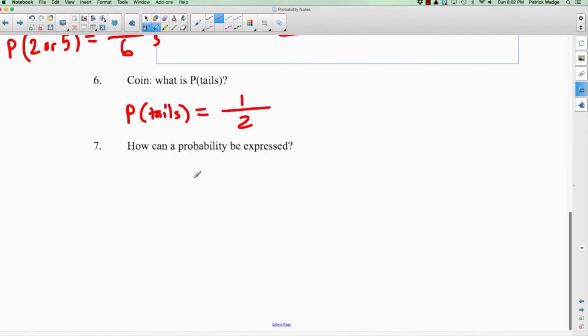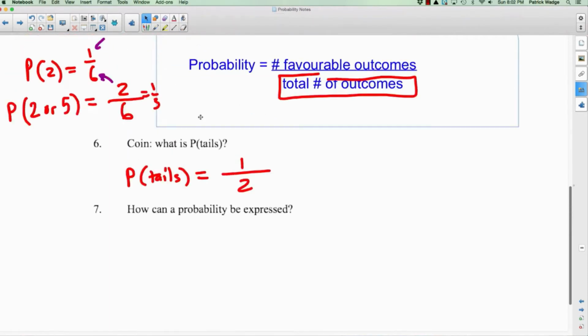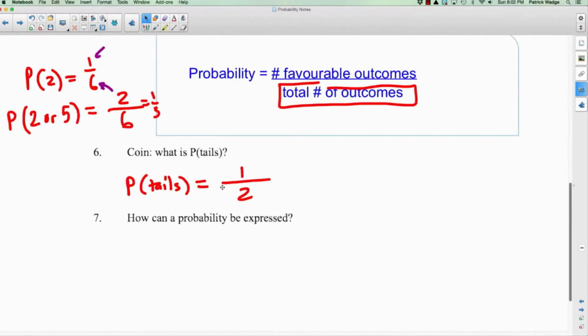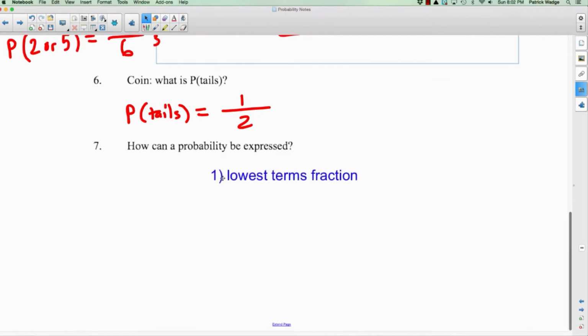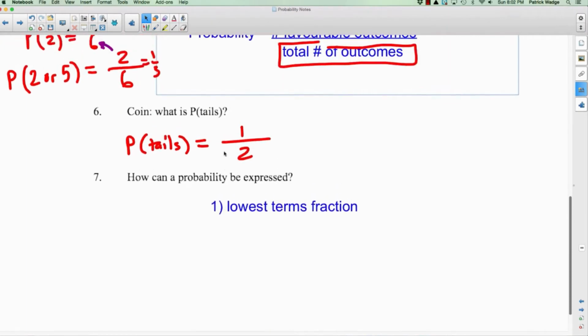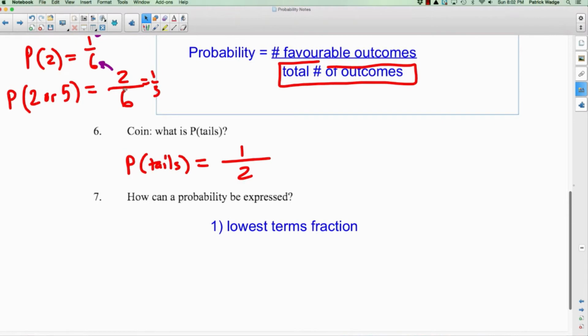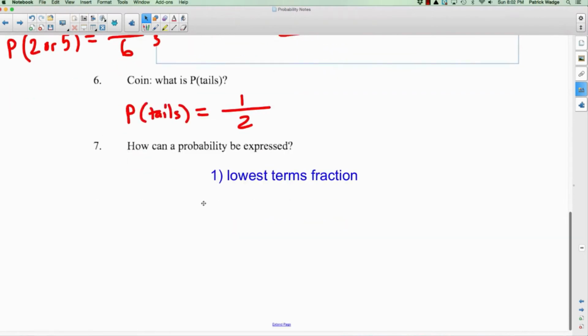All right, how can a probability be expressed? There's actually 3 ways you can express a probability. You'll notice so far what I've been doing for all these questions is I've been using fractions, and I'd say that's the most common. Please try to put your fractions in lowest terms. So notice I didn't stop at 2 over 6. I put it to 1 over 3. There's actually 2 other ways you can give a probability too. You could also give it as a decimal.